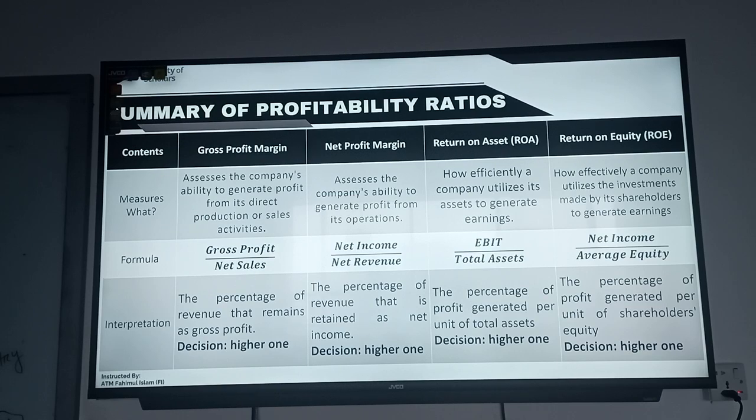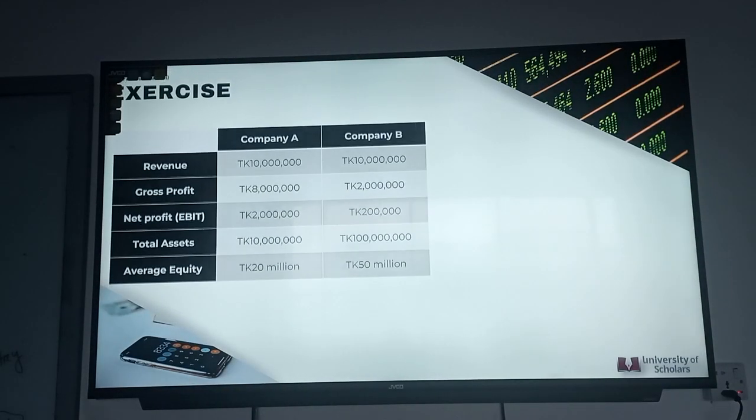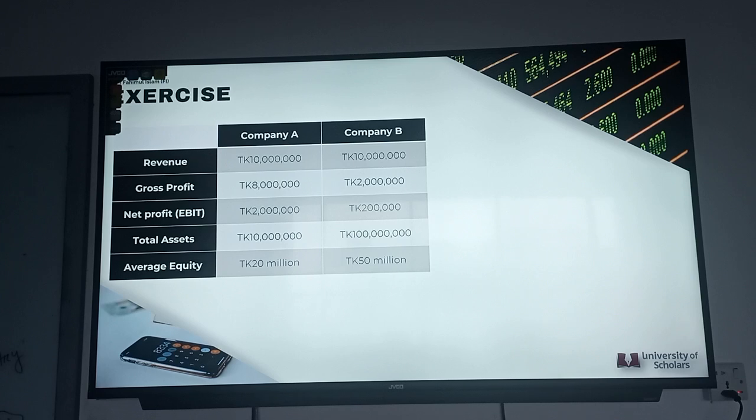So if we move on to our exercise, we can see our revenue, gross profit, net profit, total assets and average equity have been given for 2 companies, company A and company B, and we should find the gross profit margin, net profit margin, return on asset and return on equity by implementing the formulas we have seen in our previous slides.